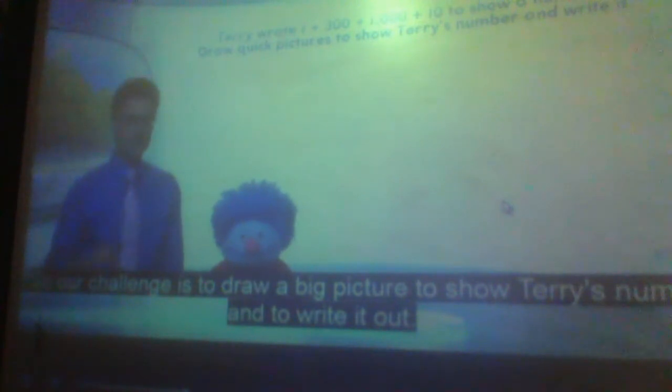So Terry wrote 1 plus 300 plus 1,000 plus 10 to show a number. Okay, so our challenge is to draw quick pictures to show Terry's number and then write it out. Let's do it. Okay, great. So here we go. The first thing we want to do is figure out what's the largest number here, which is the thousands. 1,000. Exactly. And the way that we model that is we use a 1,000 cube, which is just a square with a T in it to remind us that that's actually 1,000, not 100.